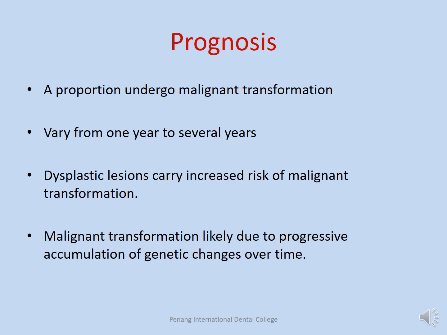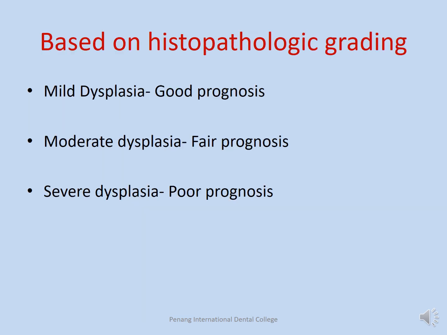Malignant transformation is likely due to progressive accumulation of genetic changes over time. Right? So based on the histopathological grading, mild dysplasias have good prognosis. That means there is a very high chance that if the patient stops the habit at this point, then the lesion can reverse, and the patient has less risk of developing oral cancer.